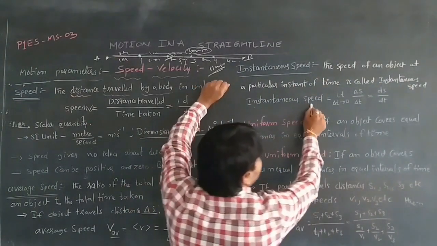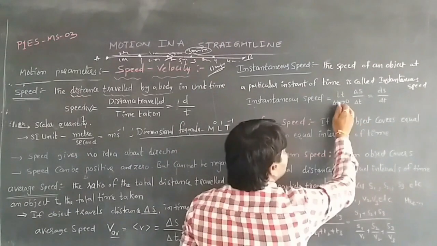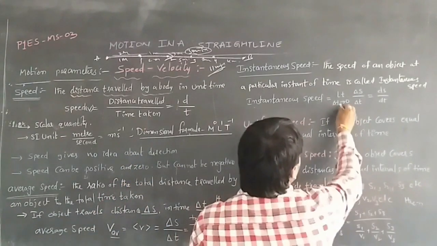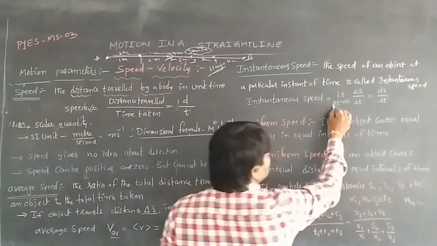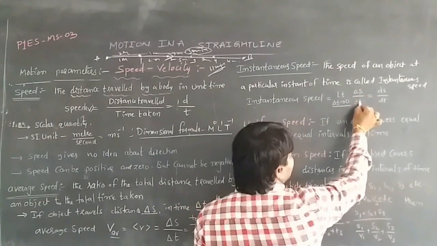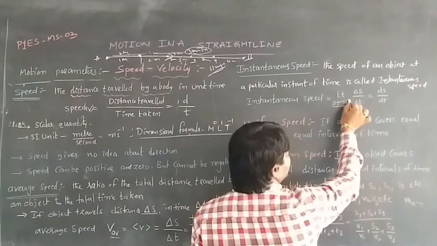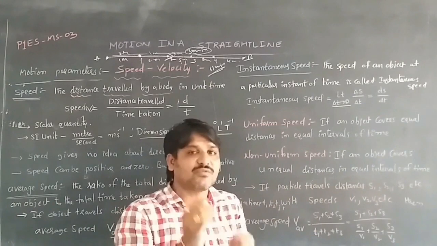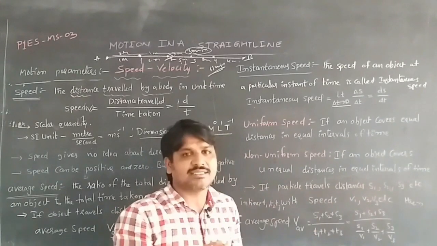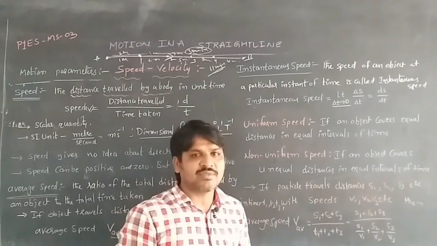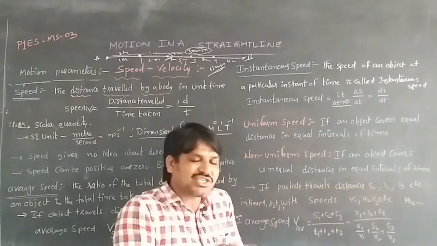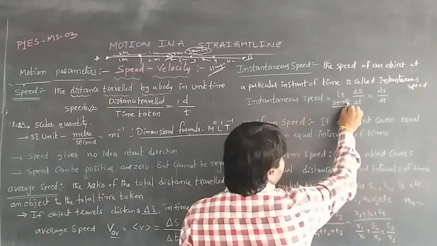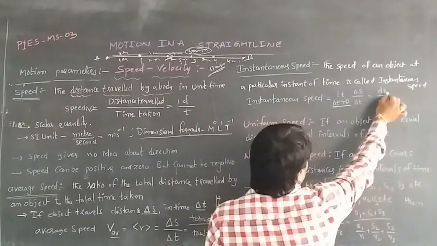Instantaneous speed is equal to the limit as delta T tends to 0, because it is a particular short interval of time, so there is no time difference. So limit delta T tends to 0 of delta S by delta T, meaning the change in time interval tends to 0. If we want to know the speed at 11 minutes 10 seconds, the start time and the end time are both 11 minutes 10 seconds at that instant. So the change in time tends to 0, and delta S by delta T becomes ds by dt.